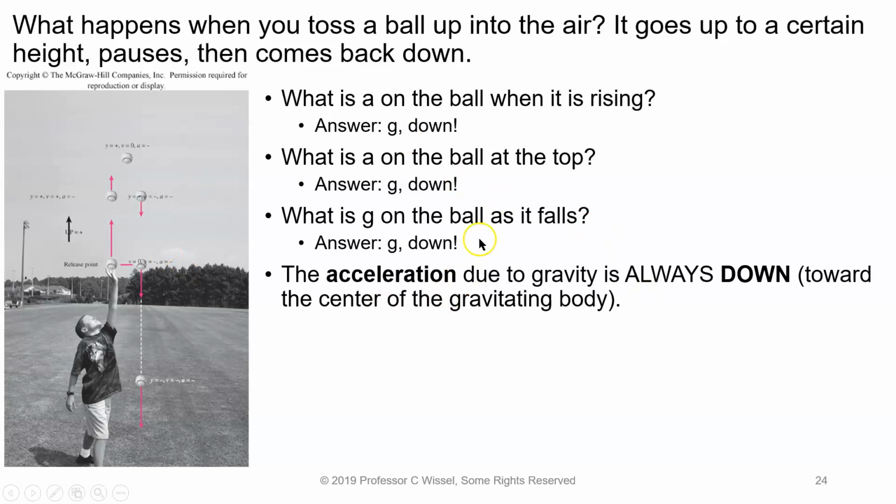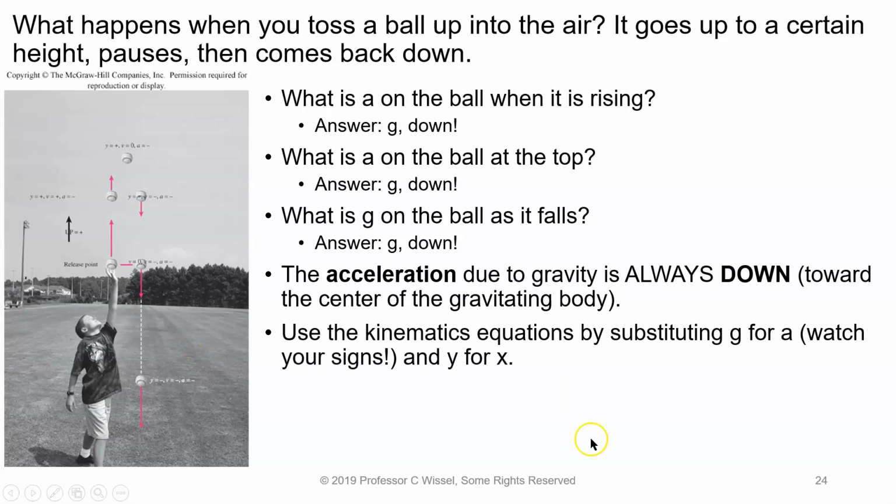People make mistakes in these problems by assuming G is up here and 0 there and down there. No, it's down through the entire flight. And you can use the kinematics equation by substituting G for A, but watch your signs. You've got to set up your reference frame. What's up? Is up positive or down positive?